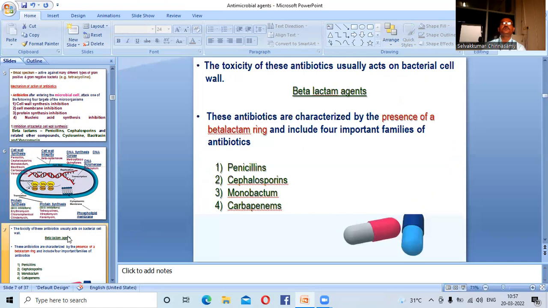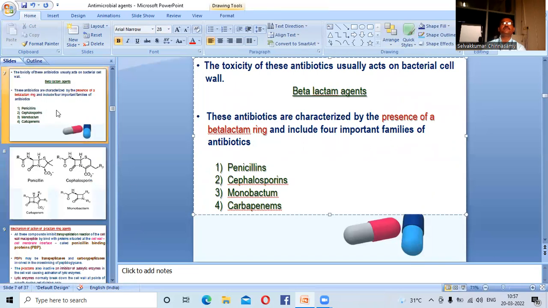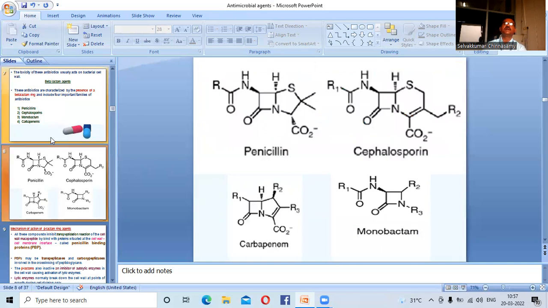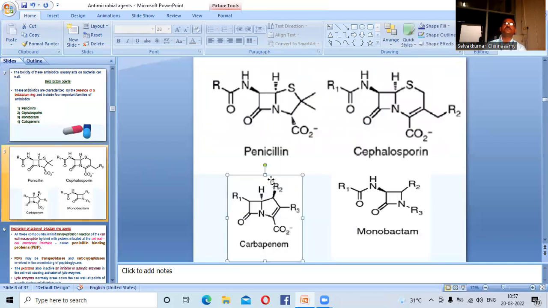Now this group of cell wall inhibitory antibiotics belongs to the beta lactam agents. What is a beta lactam? This group of antibiotics has a beta lactam ring in its structure. The beta lactam agents are penicillin, cephalosporin, monobactam, and carbapenem. Those antibiotics always act on the cell wall.